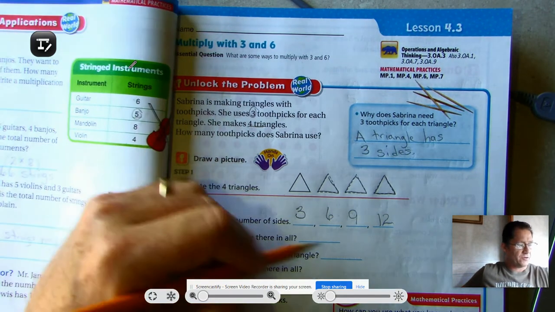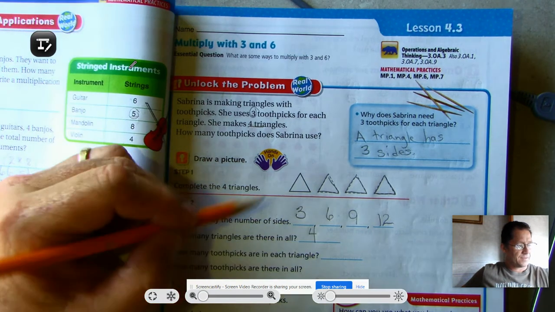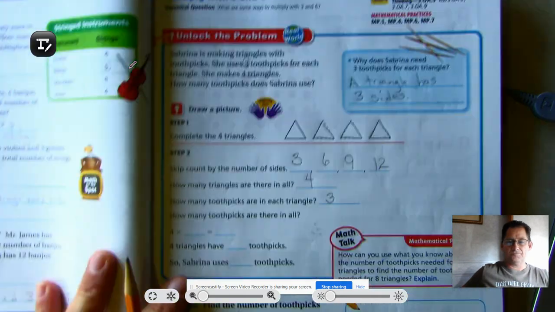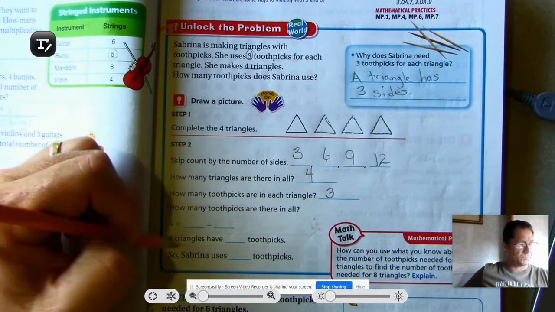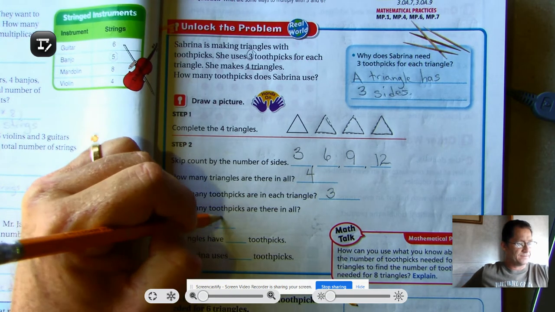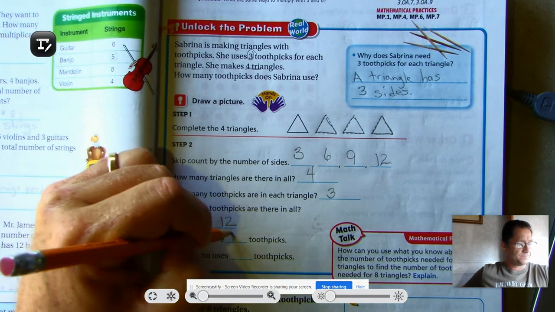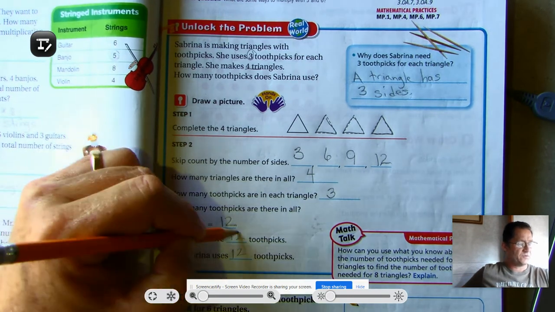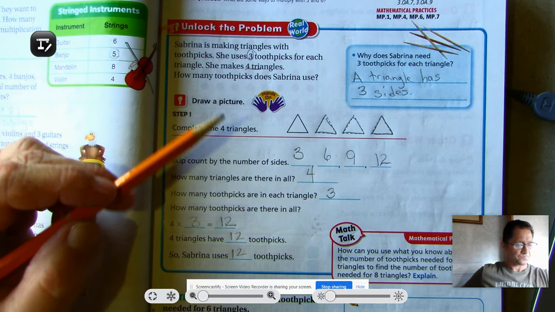So how many triangles are there in all? 4 triangles. There are 3 toothpicks in each triangle. And so our multiplication problem would have been 4 times 3. And 4 times 3 is 12. So 4 triangles have 12 toothpicks. That's how many she needs.